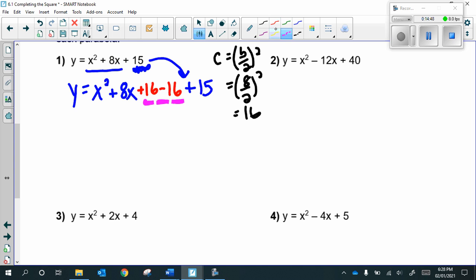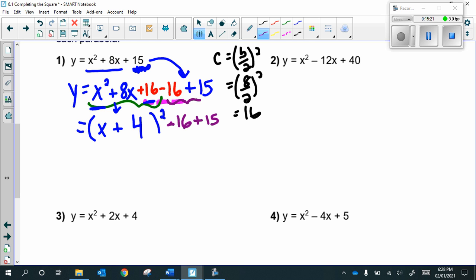But what we were able to do is create a perfect square with our first three terms. So now if I factor this perfect square, don't forget perfect square looks like this. You're going to take the square root of the first term, which is x, the first sign that you see, which is plus, the square root of the last term, which is 4. So that takes care of my first three terms. I still have this minus 16 plus 15 on the end. So it did not get rid of this stuff.